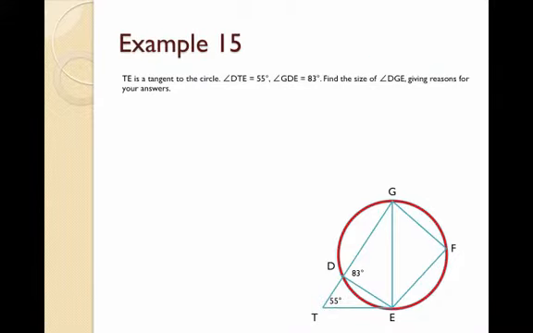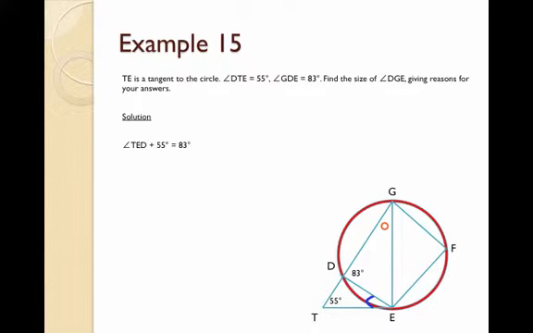Let's look at example 15. TE is a tangent to the circle. Angle DTE equals 55 degrees and angle GDE equals 83 degrees. Find the size of angle DGE, giving reasons for your answer. Take a moment to pause the video and try and work it out for yourself. The angle you are trying to find has been marked, and this just happens to be the alternate angle corresponding to angle TED in the picture.